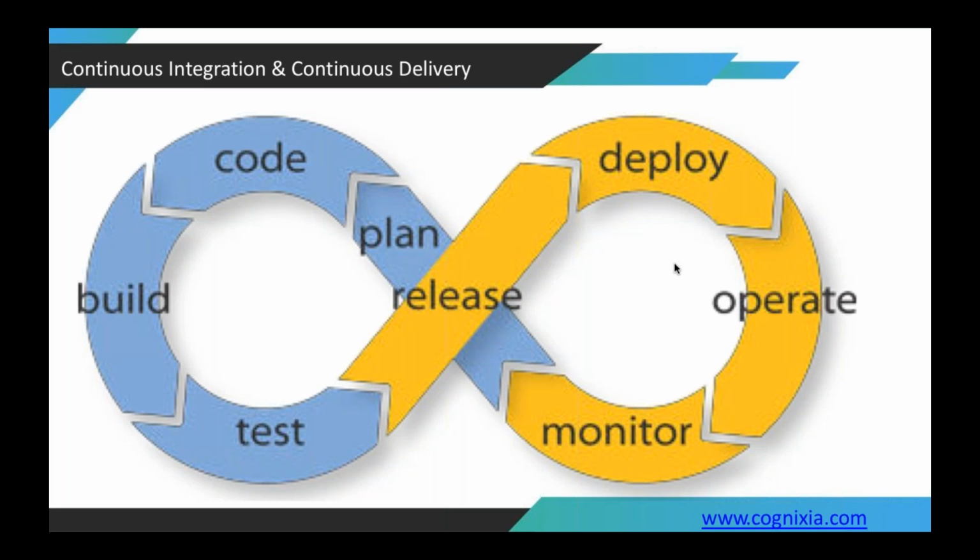First of all, it's a closed loop. Okay, the blue one represents continuous integration. The yellow one is your continuous delivery. So you start with the plan stage. Okay, that is where the business is going to brief you about the requirements of what is needed.